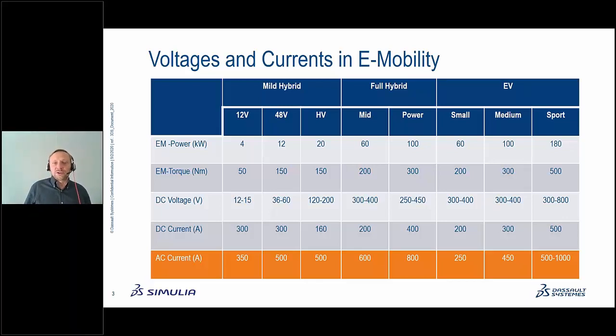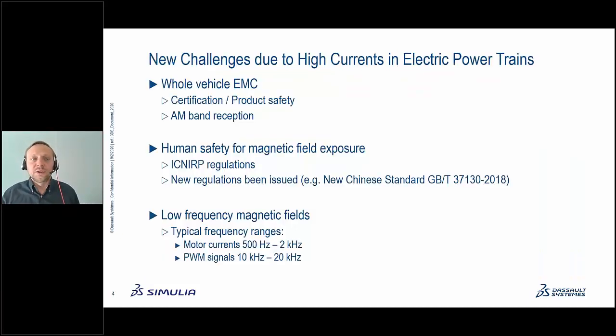Of course, for combustion engines, it was never like this. There was not such a high current. But at this current regime, you have to make sure that you include EMC very early. And there are a lot of challenges. I mean, of course, the whole vehicle EMC, certification, product safety, all these questions that you had also with the internal combustion engine, but maybe not at such a high level.